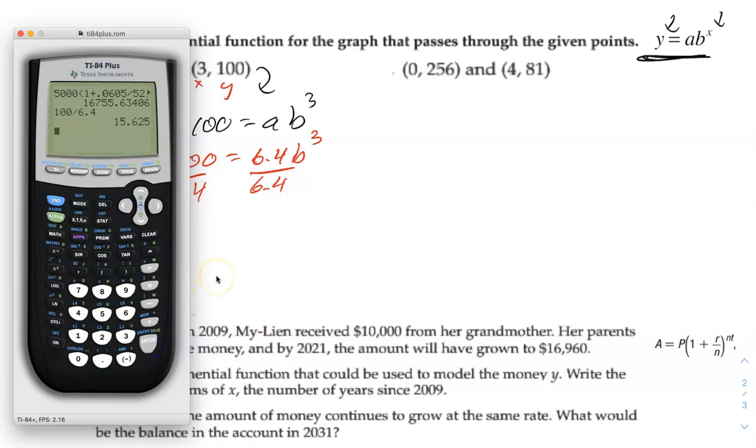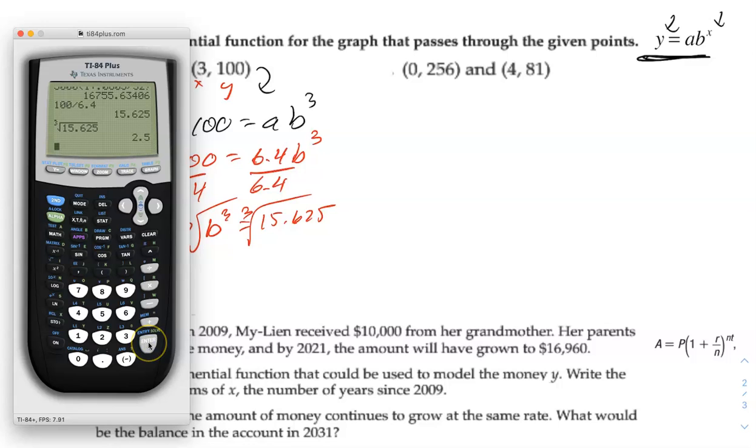And we get 15.625. So b cubed equals 15.625. Now I have to cube root both sides, just to get rid of the cubed. So now I'll go math, cube root. Now I want my answer from before, so I'm just going to go up and select it. You can also press answer down here, but we have to do second. Hit enter and get 2.5.